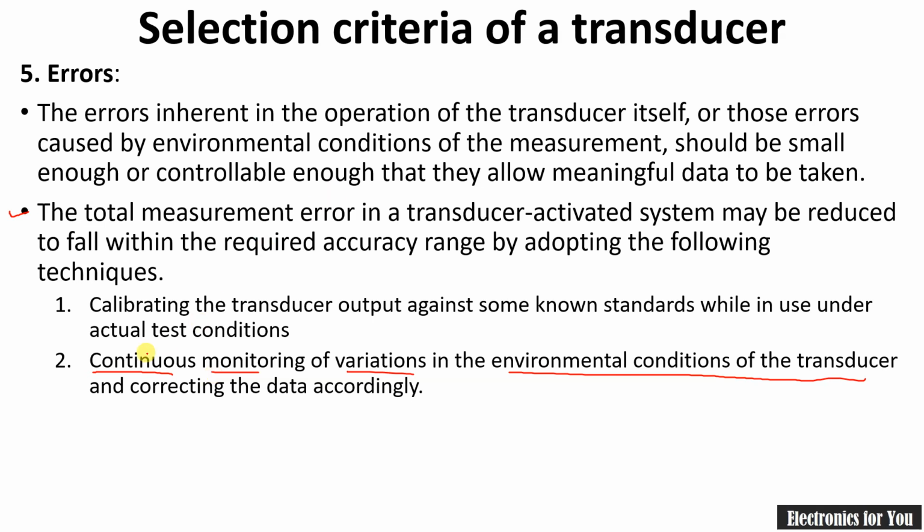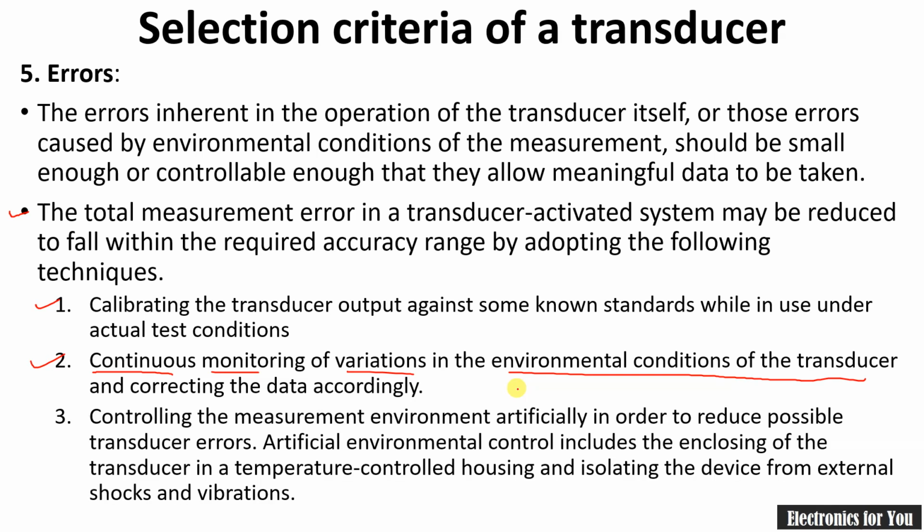The third one will be here. In the second case, we were monitoring the environmental changes. In the third case, we can isolate the environmental condition itself. It means controlling the measurement environment artificially in order to reduce the possible transducer error.